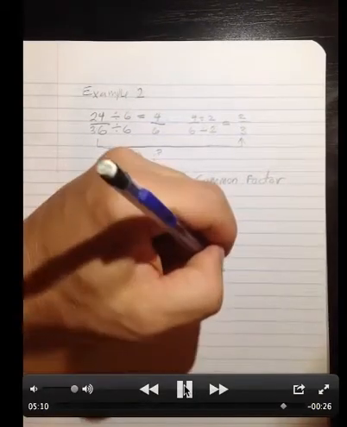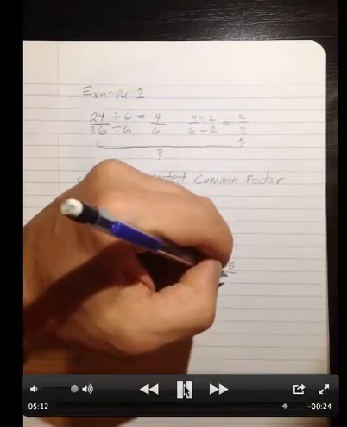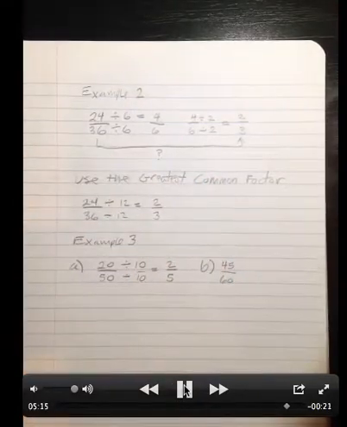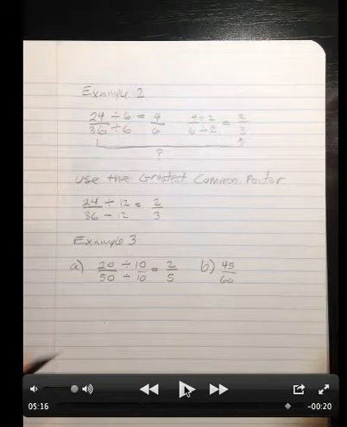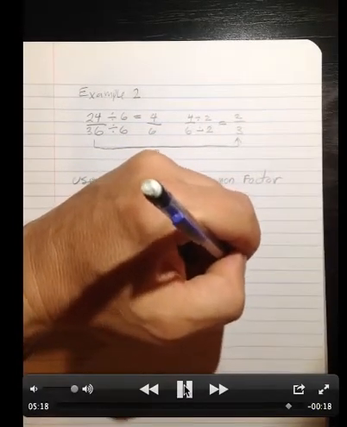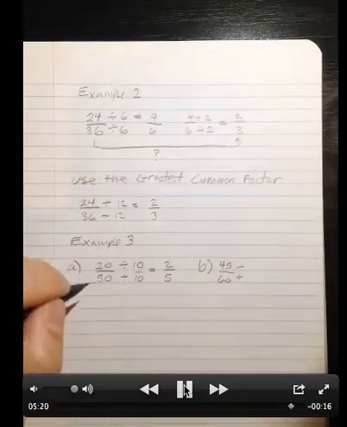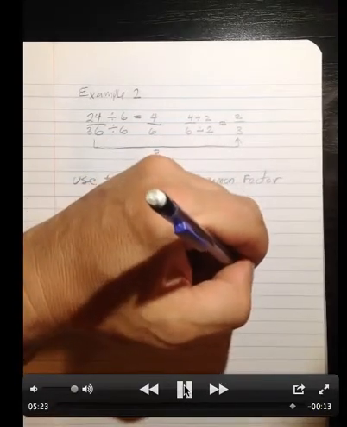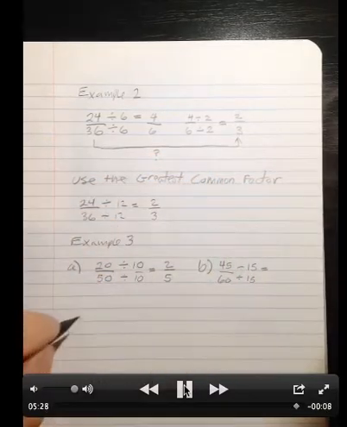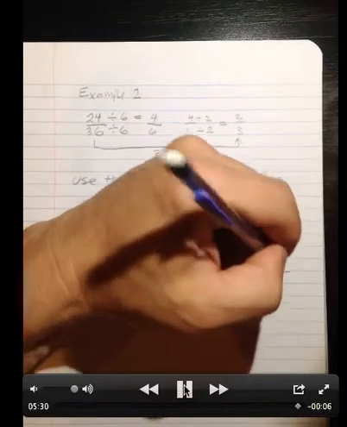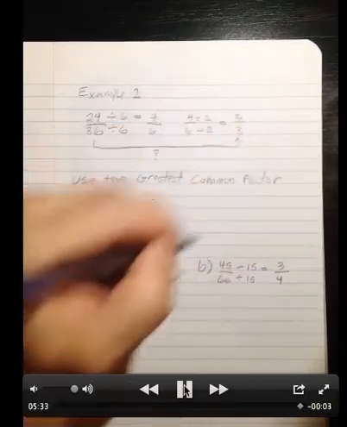Last example. Example 3b. 45/60ths. We can see that 5 goes into both, but that's not the greatest number that goes into both. See if you can think about what is the biggest number that goes into both 45 and 60. 15 goes into both 45 and 60, so that simplifies to 3/4.